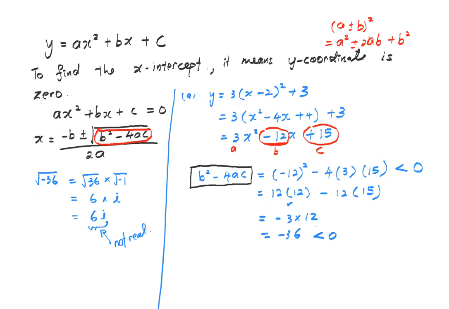So what is the answer? If you put your x equal to, what is the answer given by your calculator? Yes, 2 plus i. 2 plus i. And the other one is 2 minus i. So it's not real. Understand?